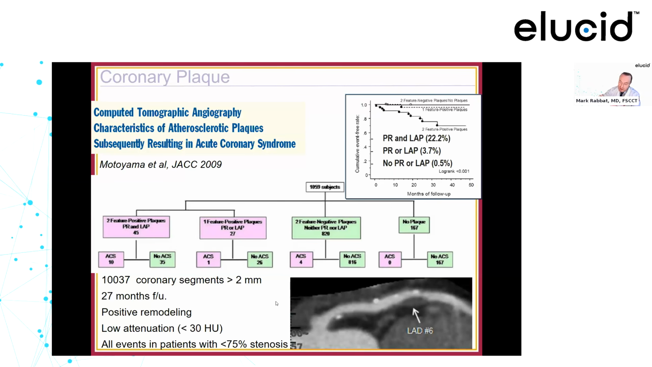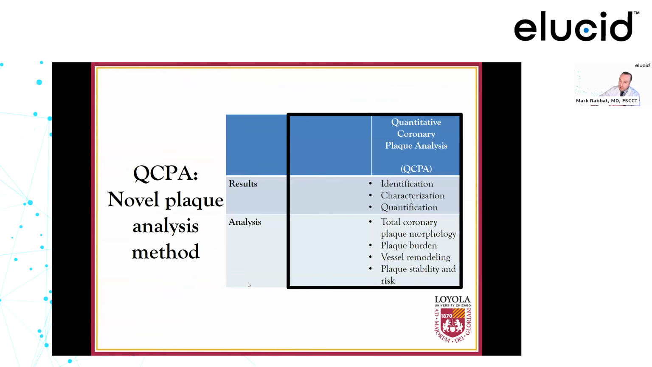And the investigators assessed for 2 adverse plaque characteristics, evidence of positive remodeling and low attenuated plaque. And what they were able to demonstrate was that if a patient had both adverse plaque characteristics, they had a greater than 22% risk of downstream acute coronary syndrome. And what's fascinating is that all of the events occurred in patients in those lesions that were less than 75% diameter stenosis, underscoring again the importance of other plaque characteristics beyond diameter stenosis and reduction. So that brings us to quantitative coronary plaque analysis.